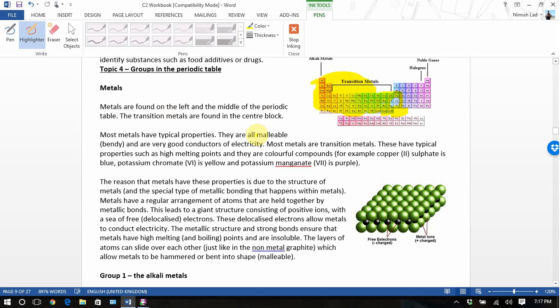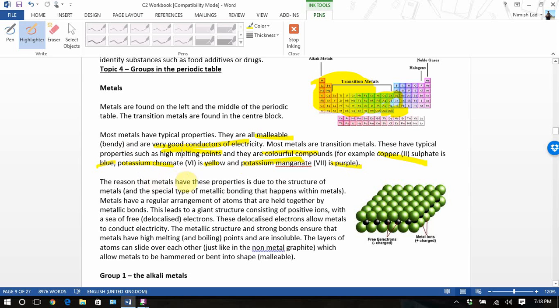They're malleable, which means they're bendy and they can be hammered into shape, and they are good conductors of electricity. Most metals are the transition metals. They have typical properties such as a high melting point, and they make colourful compounds. So copper sulfate is blue, potassium chromate is yellow, potassium permanganate is purple.